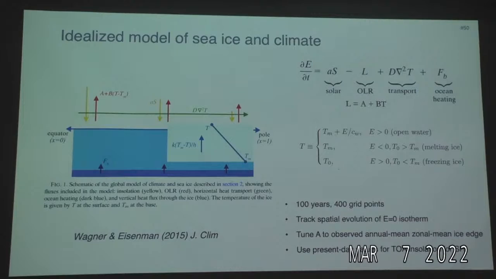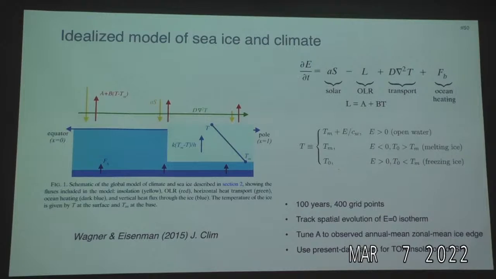And so we started using the idealized model of sea ice and climate developed by your own Till Wagner and Ian Eisenman. It was published in their 2015 Journal of Climate paper. This model simulates the zonal mean surface temperature and ice thickness as a function of time and latitude. It's essentially an aquaplanet. It doesn't have an atmosphere, and it just has one spatial dimension running from equator to pole. In this model, the enthalpy evolves subject to insolation, including albedo that varies depending on whether we have ocean or sea ice, outgoing longwave radiation, which is parameterized as a linear function of temperature, heat transport, which is parameterized as a diffusive process, and then there's also a weak ocean heat input term. And this is what's typically described as an energy balance model in the literature.